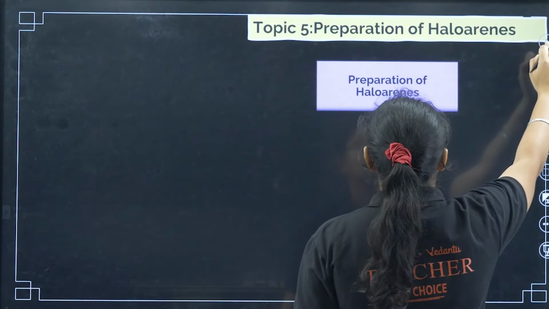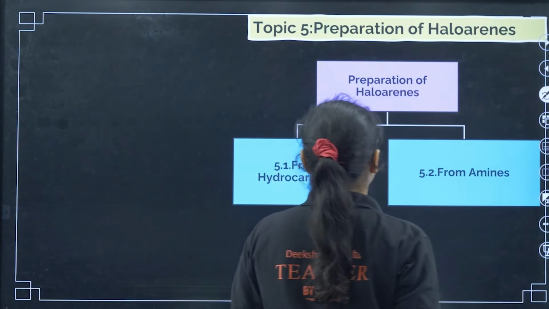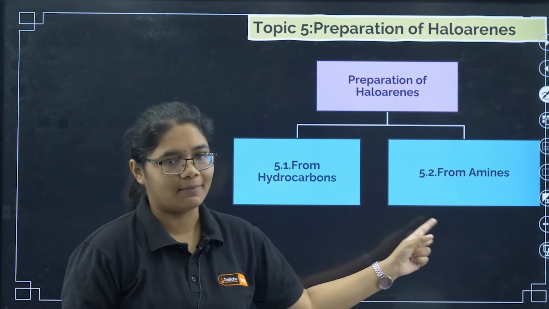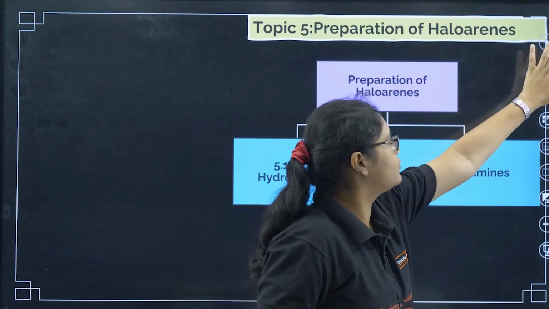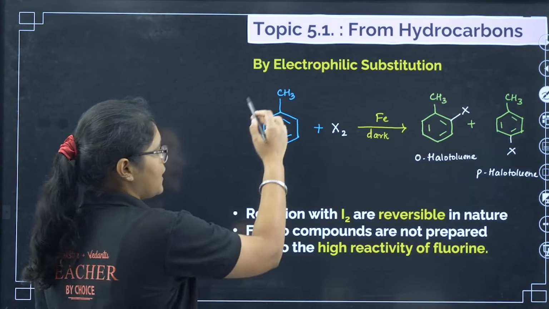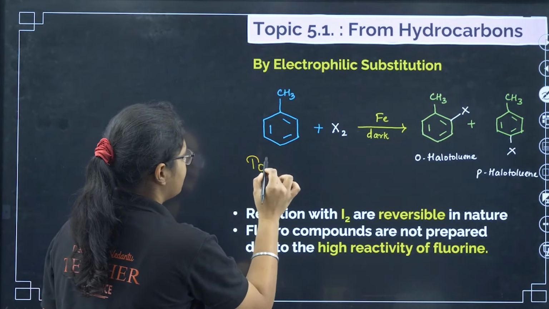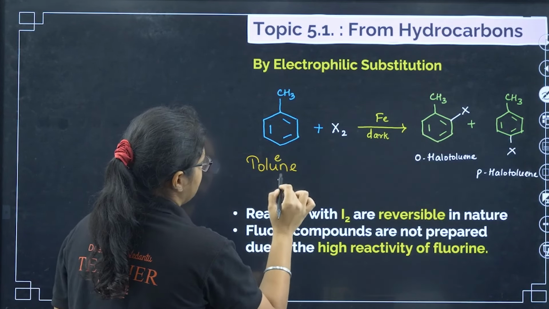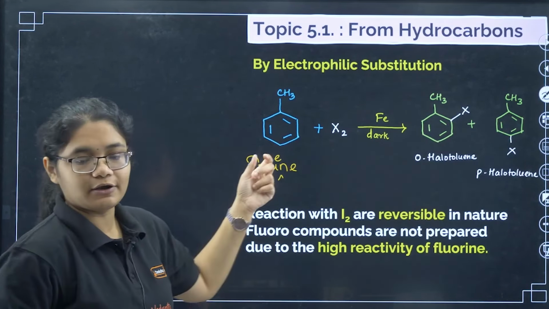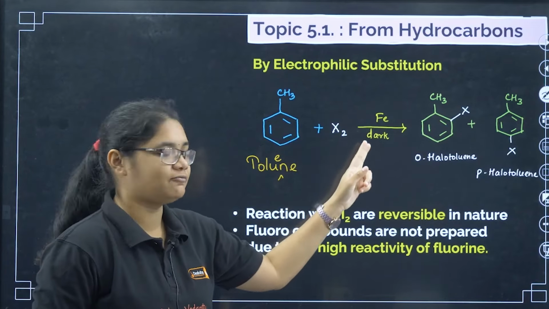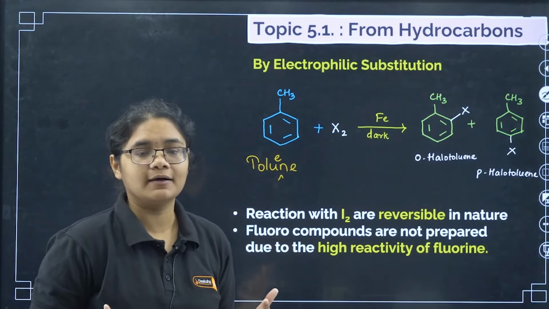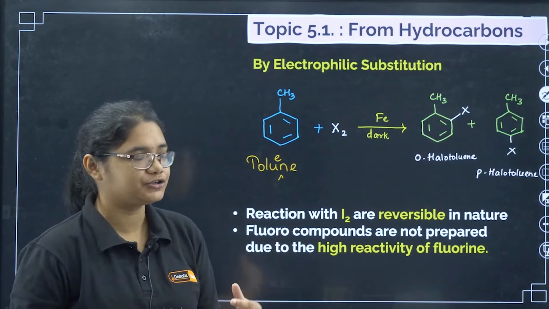Now let's see preparation of haloarenes. For preparation of haloarenes, we have just two methods. One is from hydrocarbons, another is from amines. So how can we prepare from hydrocarbons? You can take toluene. Benzene with a methyl group is called toluene. So when you take toluene and you add X2 in presence of Fe and dark, it means there should be no light, it should happen in dark conditions.